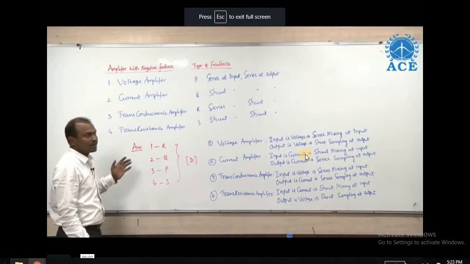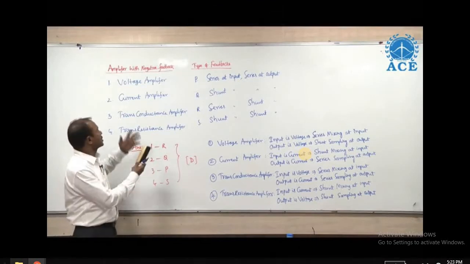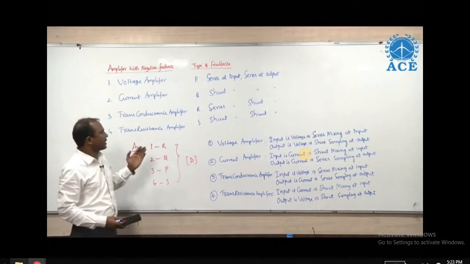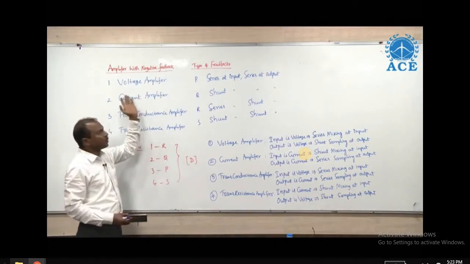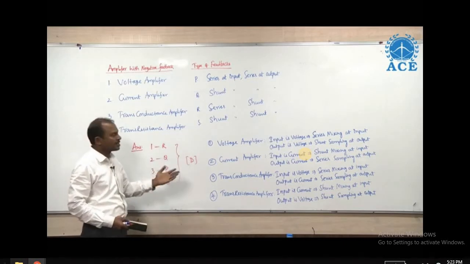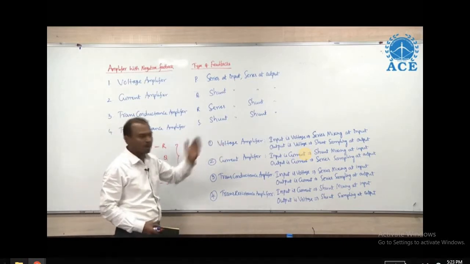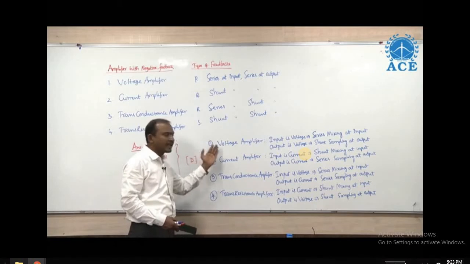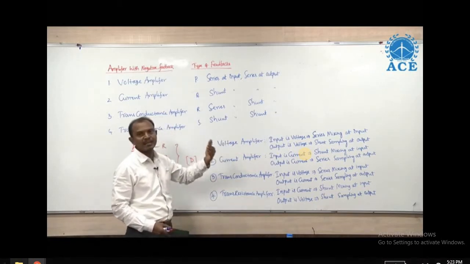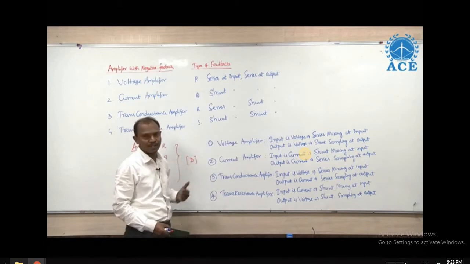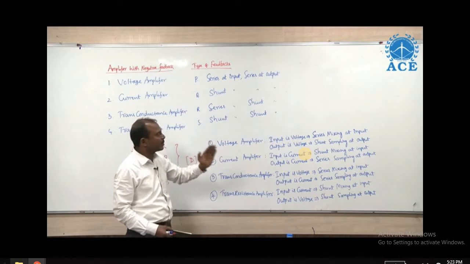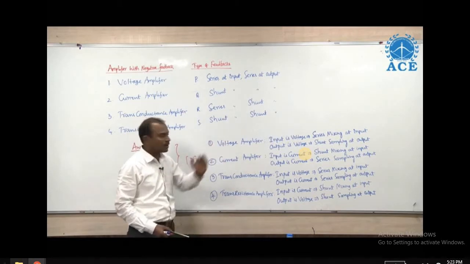In this question, the examiner is asking us to match the 2 columns of parameters given. We know in a voltage amplifier, the input is voltage. That means series mixing at input. In the same voltage amplifier, the output is also voltage. That means shunt sampling is to be done at the output section. As a result, in a voltage amplifier, series mixing at input and shunt sampling at output.